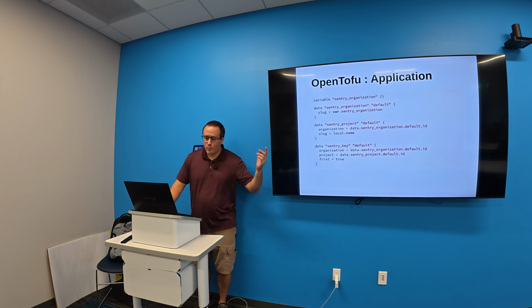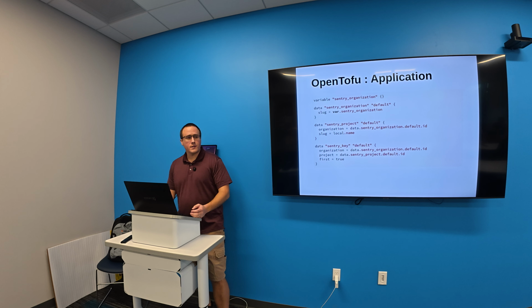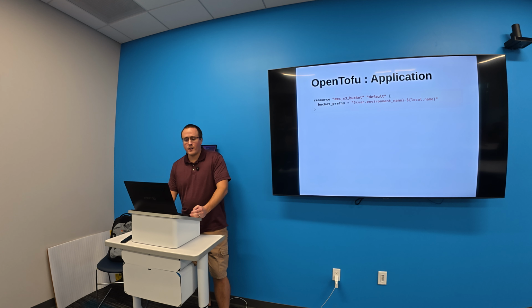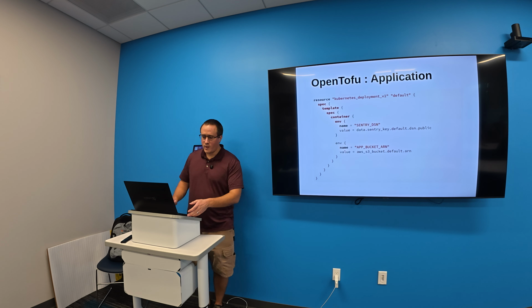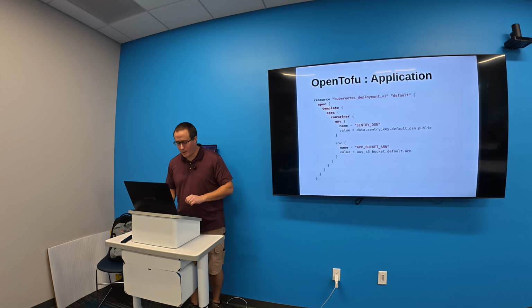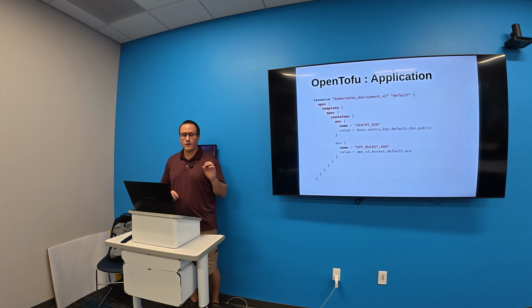Then you can see, again, we can use a bunch of data references. We can walk through there and say, look up the organization, find the project, give me the DSN off it. Same thing we can do with a bucket. We can create our AWS S3 bucket here, just showing you how we can tie all these together. Now we're bringing it all back into our Kubernetes deployment. I can actually set environment variables directly on the deployment for the Sentry DSN, which is referencing that chain of Sentry data objects we created, and then the bucket we created.